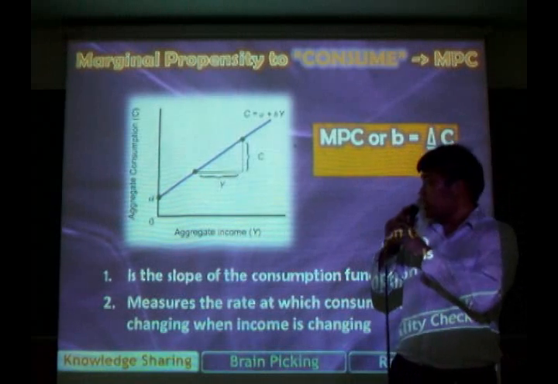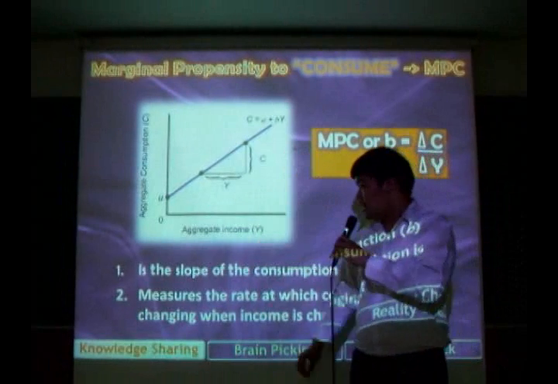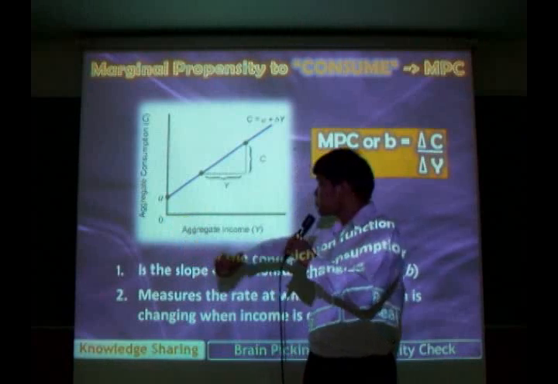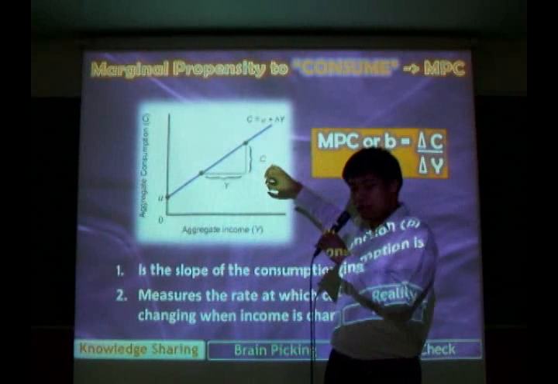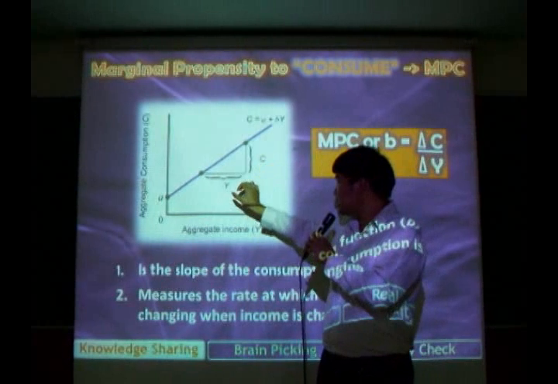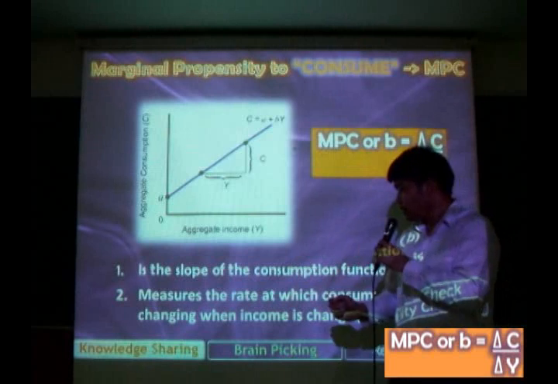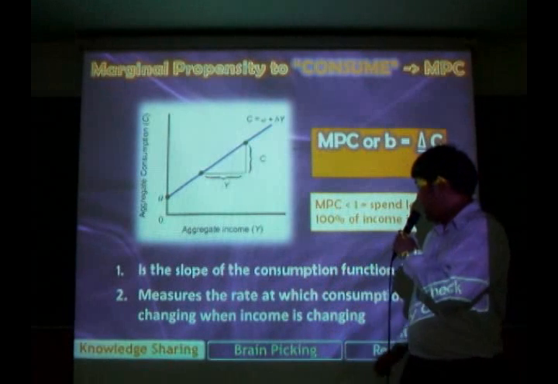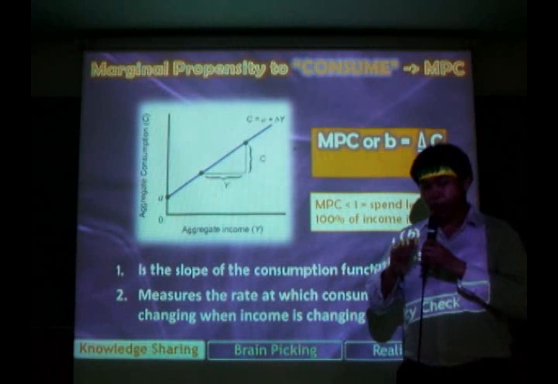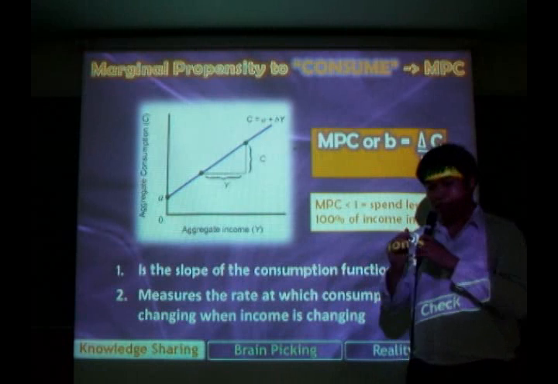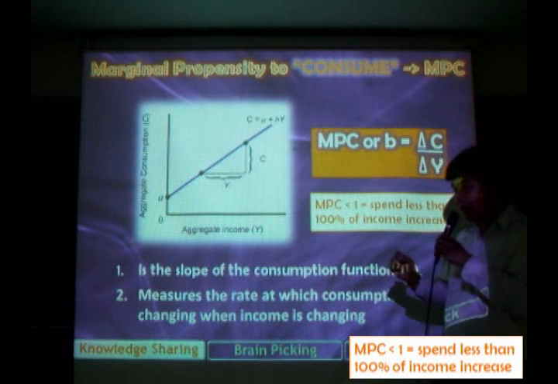Okay, first of all, this is a graph, and the formula, as said, C equals A plus BY. A here is the autonomous consumption, and C is total consumption, and B could be found by using the difference in C divided by the difference in Y, which is called marginal propensity to consume. And marginal propensity to consume is the measure of how much more you will consume if your income increases, where MPC less than 1 means you spend less than 100% of your income increase.